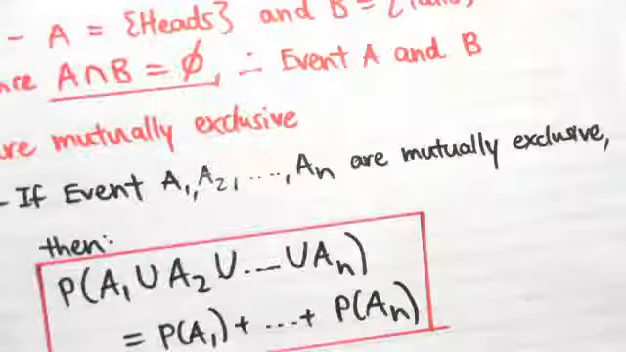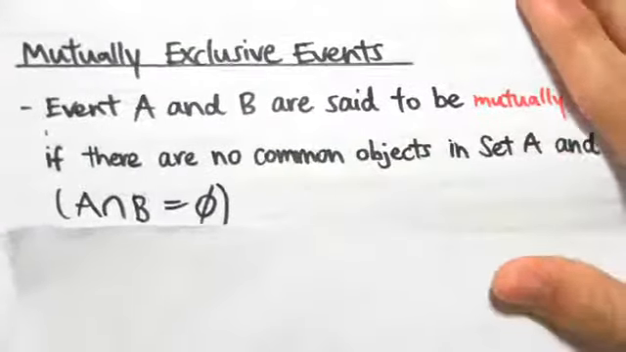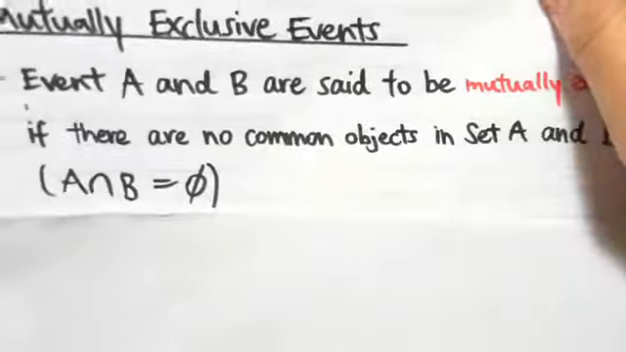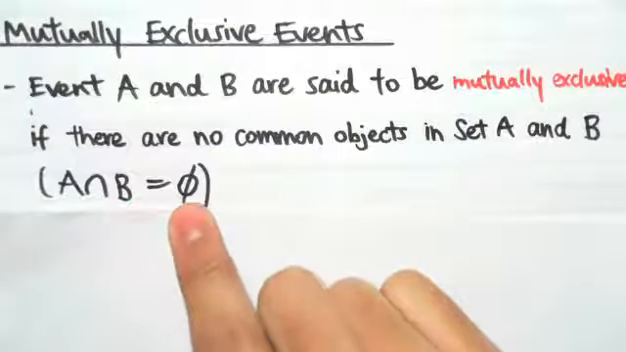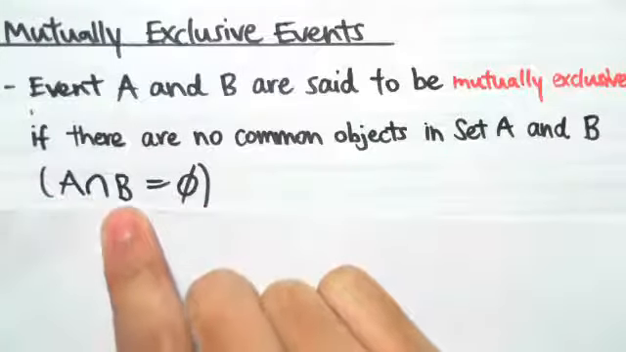This leads us to another concept called mutually exclusive events. Let's say we have two events A and B. They're said to be mutually exclusive if there are no common objects in sets A and B, or in other words, the intersection of A and B is the empty set. So there's nothing in common between set A and set B.